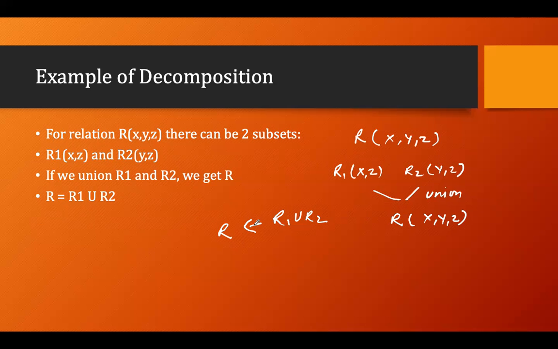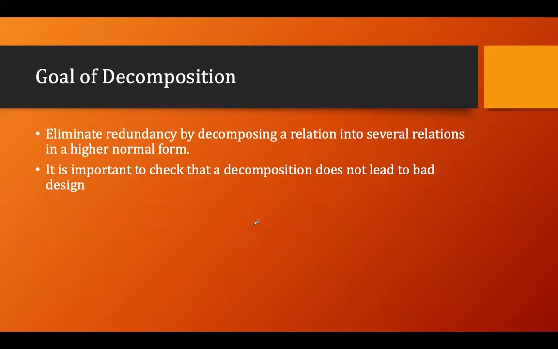What is the goal of the decomposition? The goal of the decomposition is to eliminate the redundancy by decomposing a relation into several relations in a higher normal form. So once we see the concept of normal form, you will get to know that the procedure of decomposition will help to eliminate the redundancy. Redundancy means duplicate. Duplicate data from the big table could be removed.